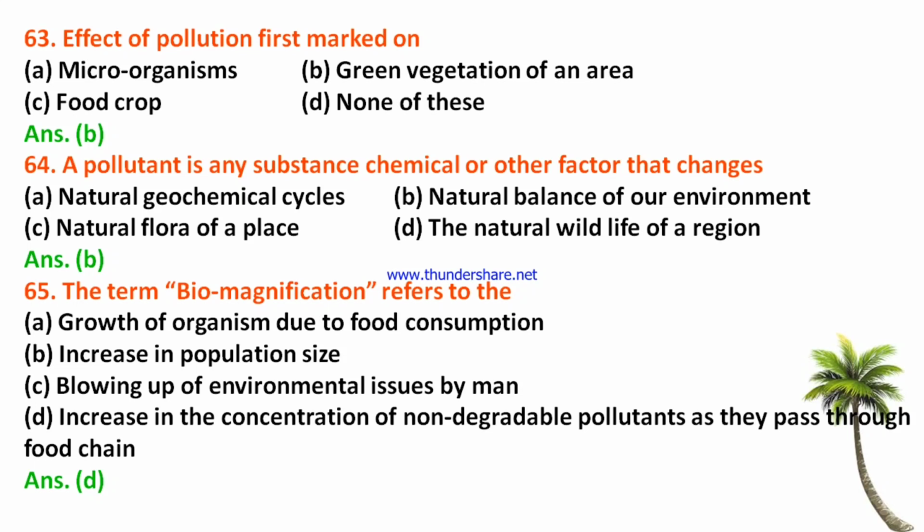Next, number 65. The term biomagnification refers to growth of organism due to food consumption, increase in population size, blowing up environmental issues by man, or increase in the concentration of non-degradable pollutants as they pass through the food chain. And biomagnification is the increase in concentration of non-degradable pollutants as they pass through the food chain.